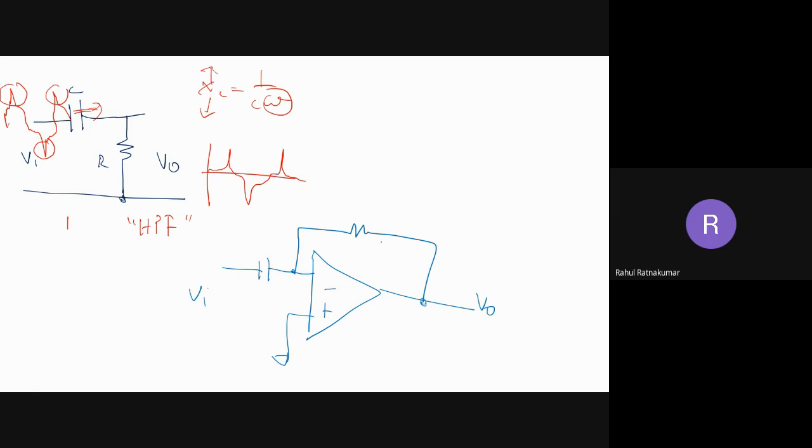So the main question is the high pass and low pass. What are the factors which decide which frequency I'm getting passed, and which frequency I'm getting attenuation, and all those things? The value of R and C decides.